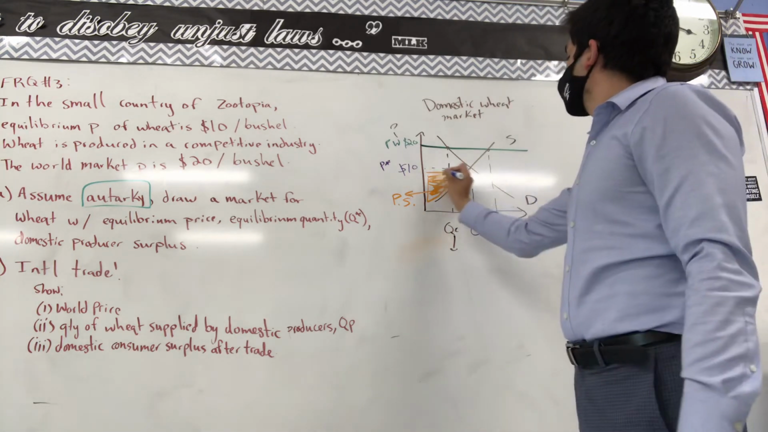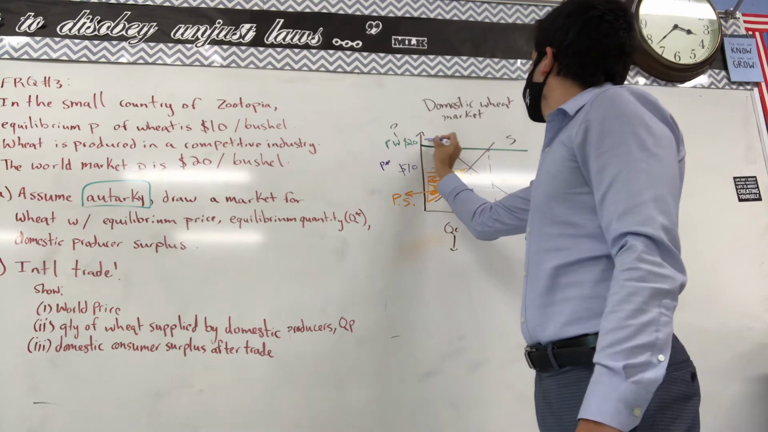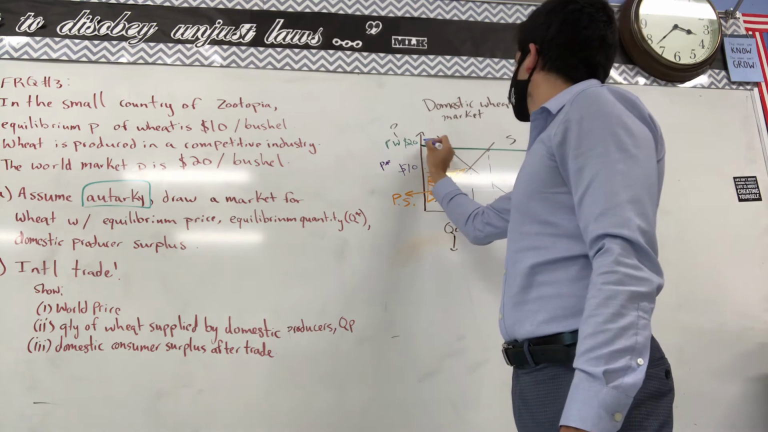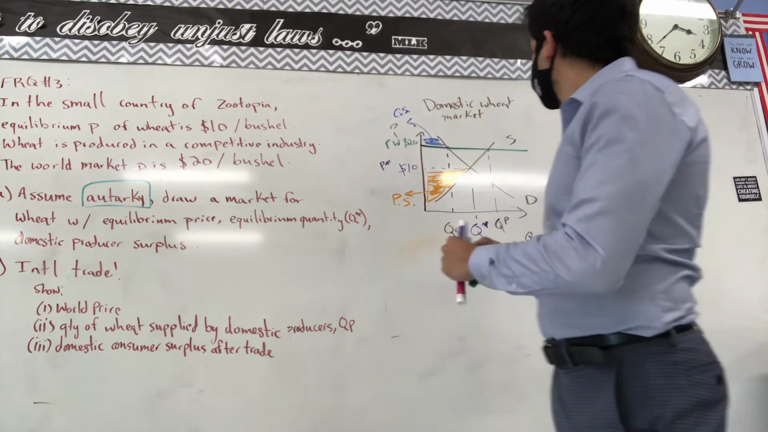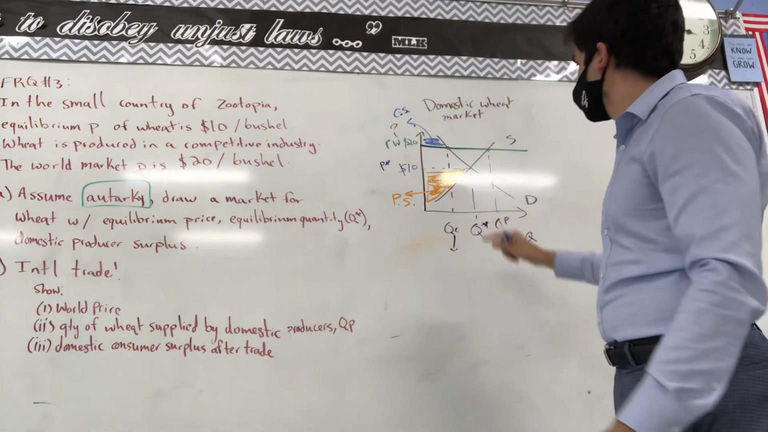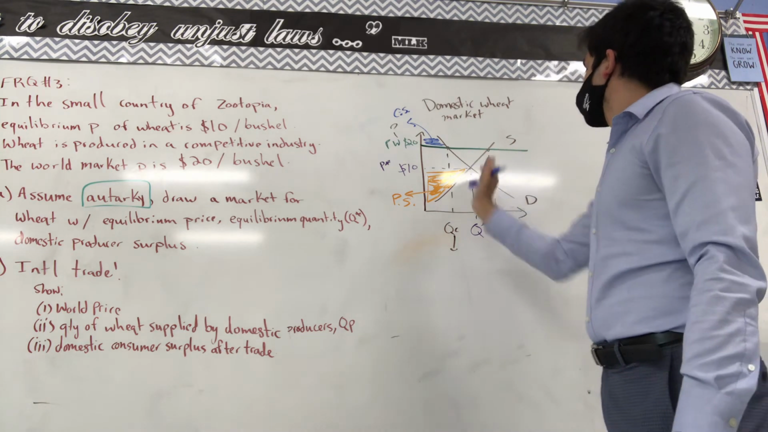This is obviously going to negatively impact consumer surplus, right? Before, consumer surplus used to be everything above the price point and below the demand curve. Now, of course, the price point is higher, so this would be the new consumer surplus. And the new producer surplus is everything below the price point and above the supply curve.